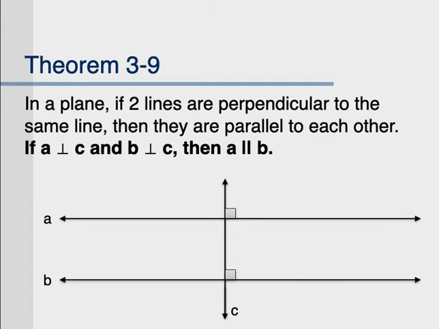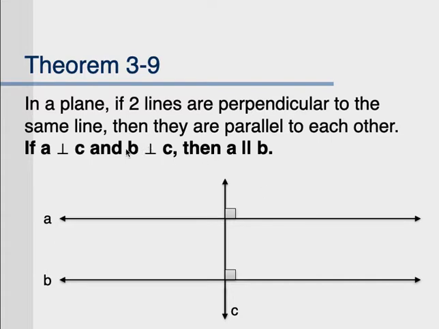Theorem 3.9. In a plane, if two lines are perpendicular to the same line, then those two lines have to be parallel to each other. In other words, if A is perpendicular to C and B is perpendicular to C, then A and B have to be parallel.